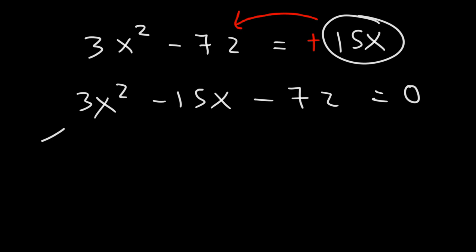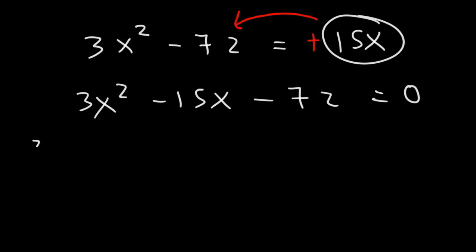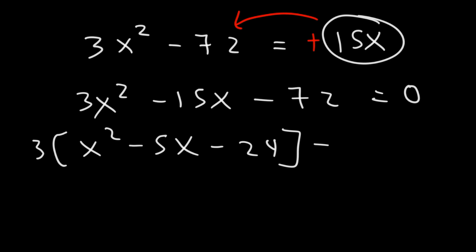Notice that we have a 3 in front of the x squared, so the leading coefficient is 3. When you see a number other than 1, what you want to do first is see if you can take out the GCF. Notice that 3, negative 15, and negative 72 are all divisible by 3. So the GCF is 3. So this is going to give us x squared. 15 divided by 3 is 5. 72 divided by 3 is 24. So this is what we now have.